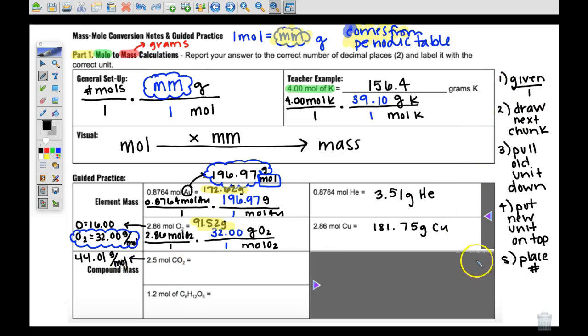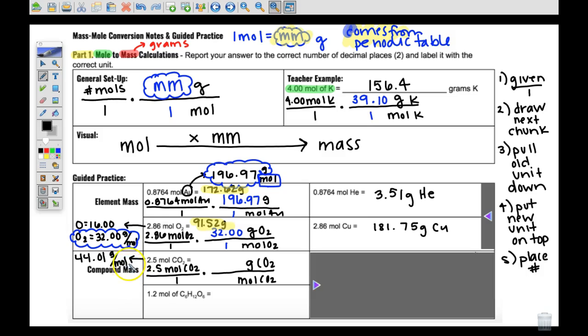We still have the same 5 steps. We're going to put our given over 1, so 2.5 moles of CO2 over 1. Draw my next chunk as my second step. My third step is to pull my old unit down, and that's going to be moles of CO2. My fourth step is to put my new unit on top, so it'll be grams of CO2.